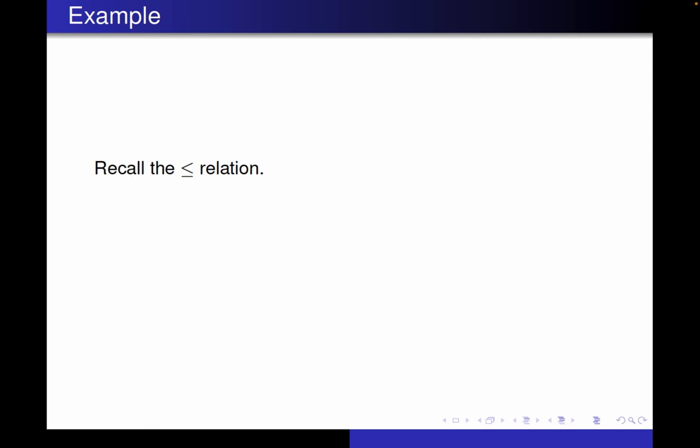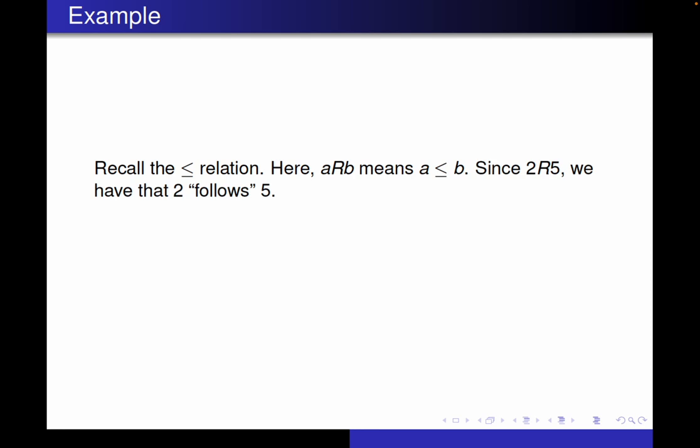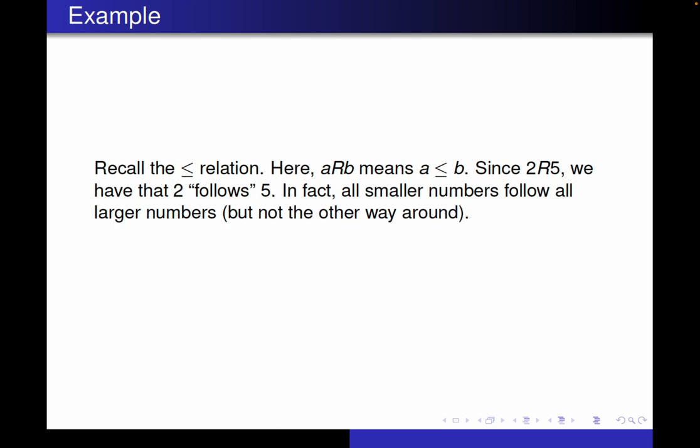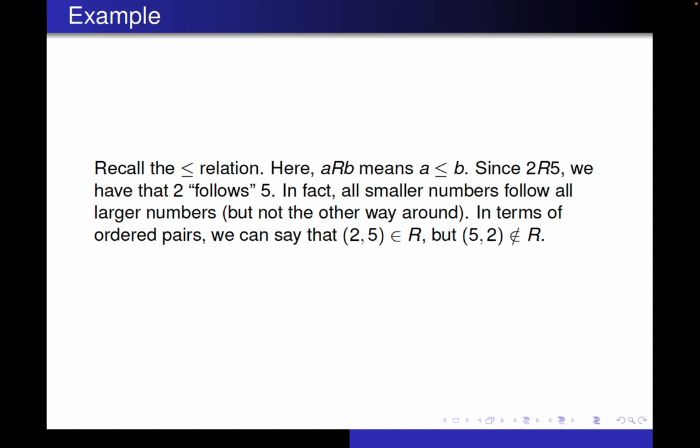So if you have the less than or equal to relation, here a related to b means a is less than or equal to b. Since 2 is related to 5, 2 is less than or equal to 5, we could think of it as saying 2 follows 5. And in fact, all smaller numbers follow larger numbers, or numbers that are equal as well, but not the other way around. In terms of ordered pairs, we can say that the ordered pair (2, 5) is in the relation R. However, note that (5, 2) is not in the relation R, even though it includes the same numbers, because it is not true that 5 is less than or equal to 2.